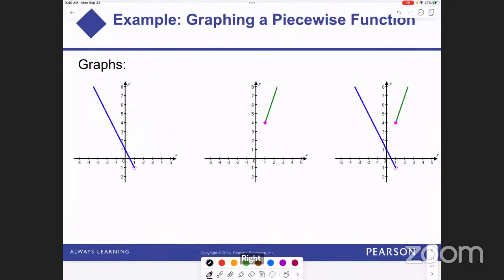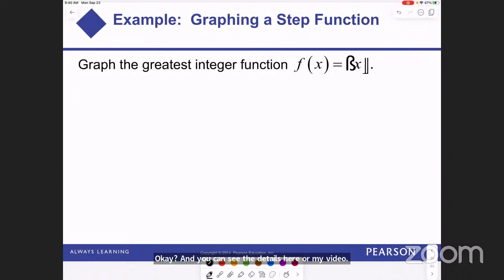Okay, and you can see the details here or in my video, right? So notice that these don't connect. You can see your open circle and your closed circle, right? This is a typo. This image is supposed to be the greatest integer function.